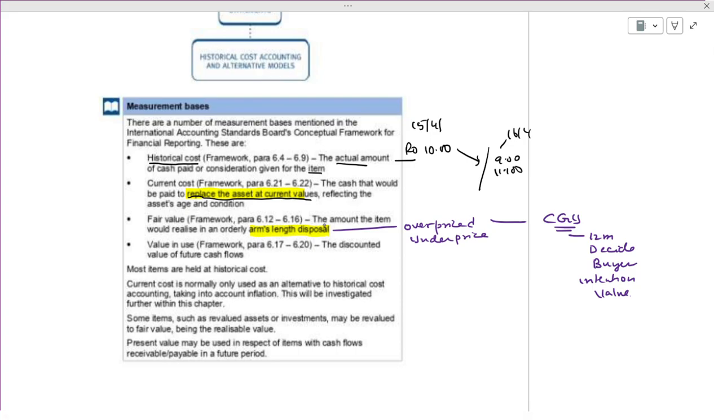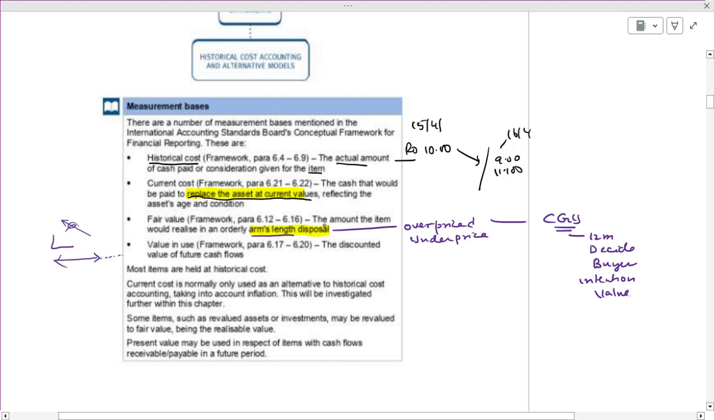Arm's length disposal, arm's length transaction. Keep it in mind. Remember this. Okay, it's very easy. It's like it is your arm. This is your hand. If you extend it, you can extend only till here. You cannot go beyond this. You cannot catch anything beyond this. Now you will take less than this. Maximum that much amount, that much value you are going to say.